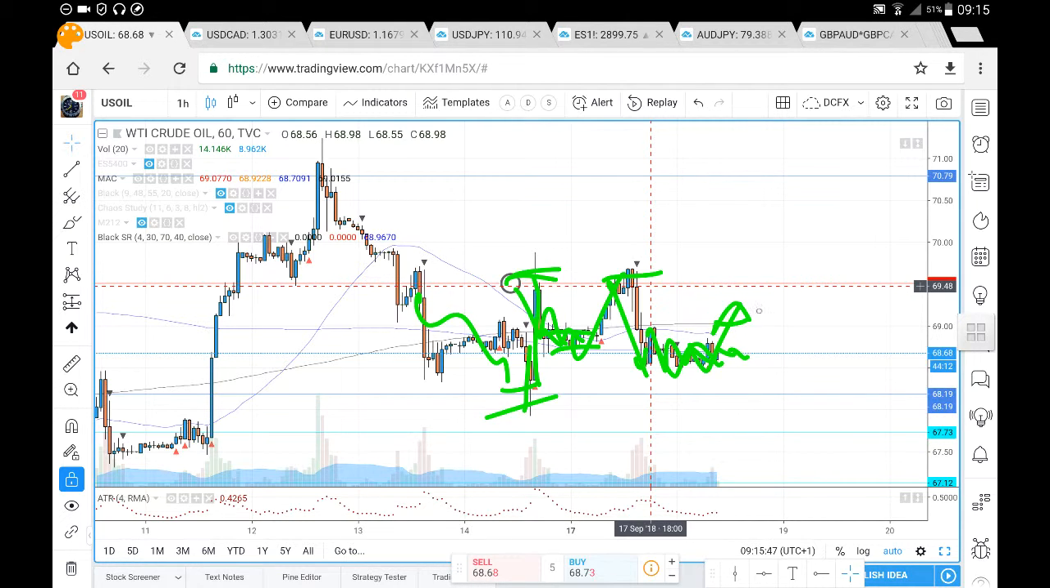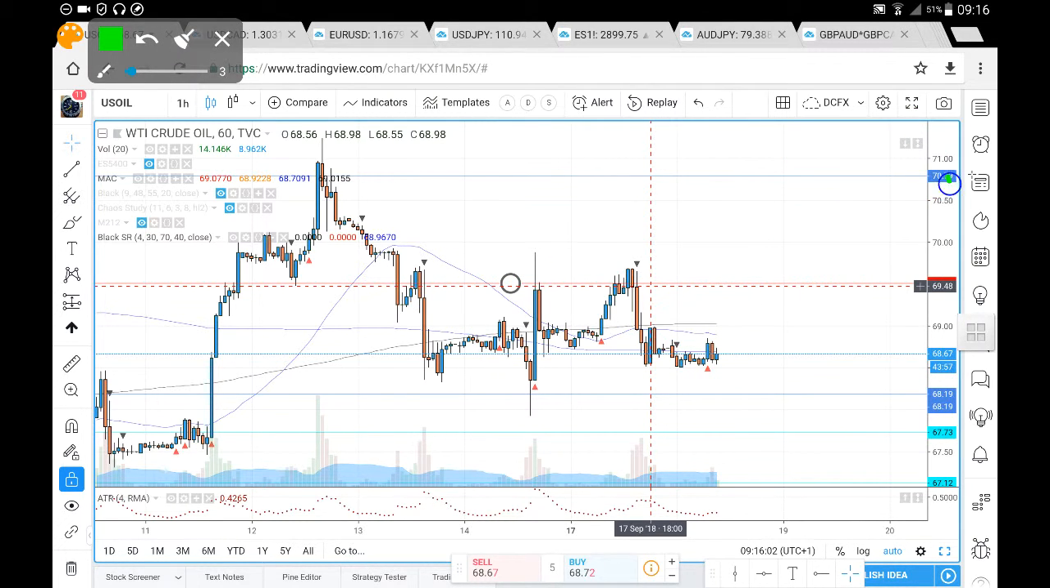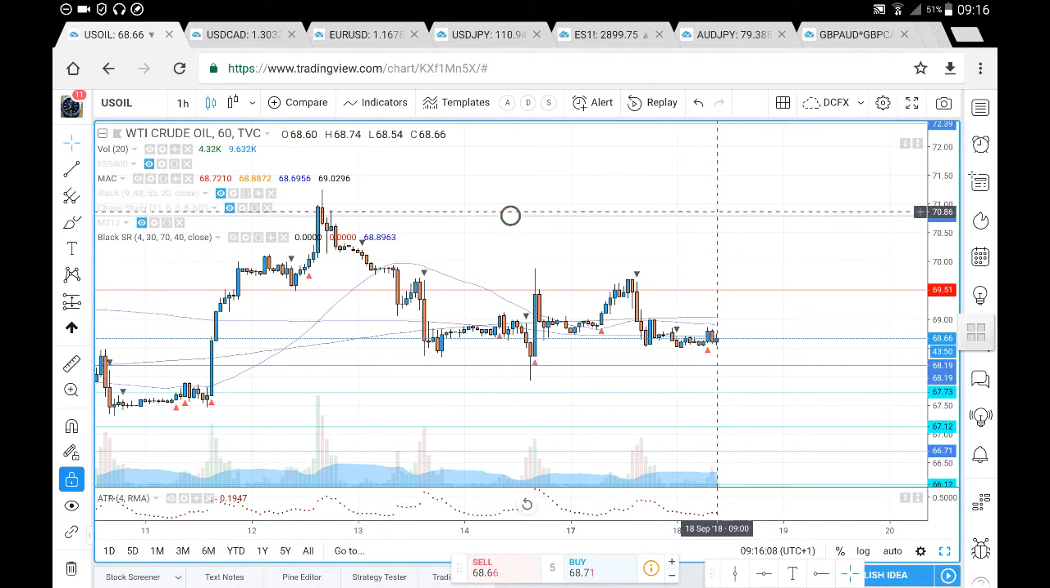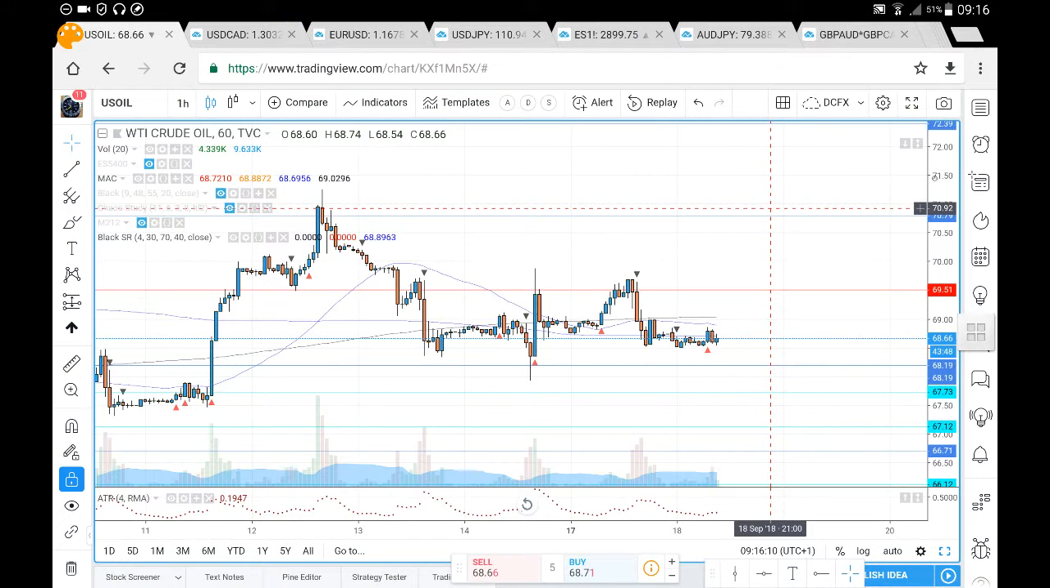So if we do break from this range to the upside, we're looking for a true test of that 69.51, successful break from which we're then looking for price to head up towards that 70.79. And if we do see that follow through 70.79, we're looking for a move towards that 71.50 here on the US oil.